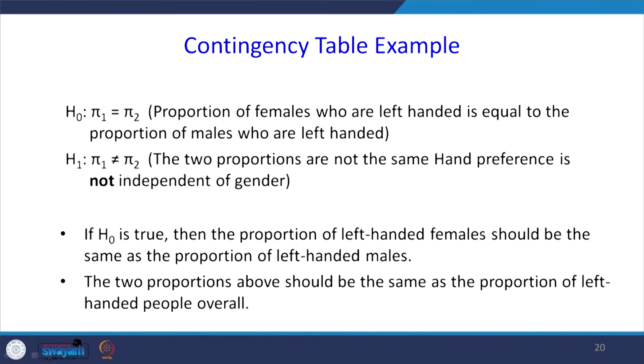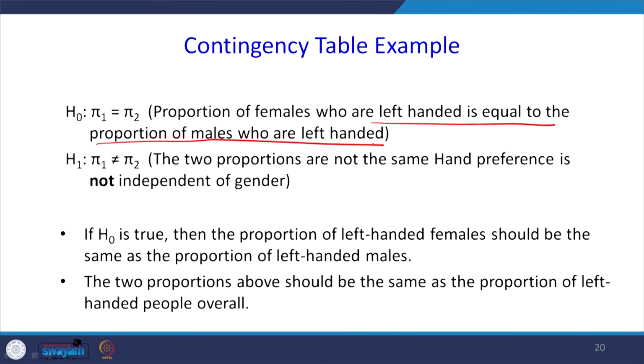So what is our hypothesis? H naught: pi 1 equals pi 2. The proportion of females who are left handed is equal to the proportion of males who are left handed. Now, left hand as the dominant hand is taken as the reference. We are going to compare the left handed people with respect to their gender, to find out whether there is a connection between hand dominance and gender. That is the null hypothesis.